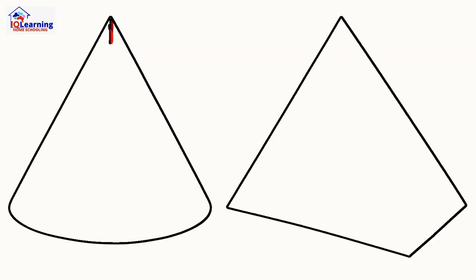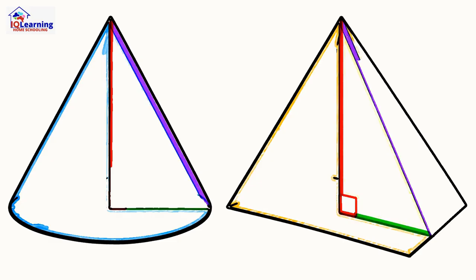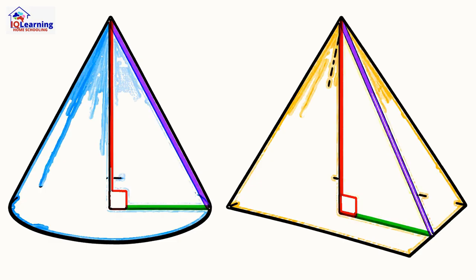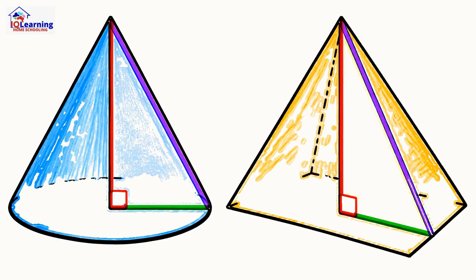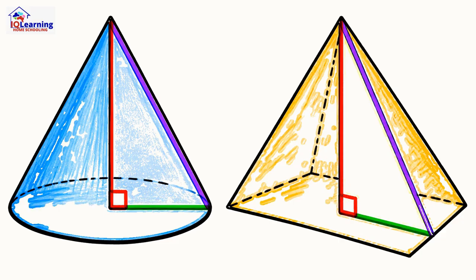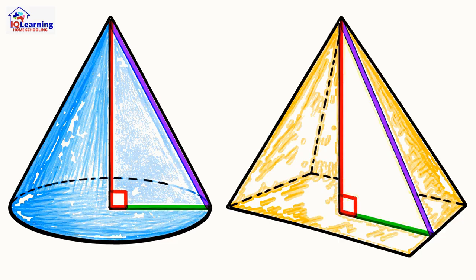And this isn't just for boxes. The same logic hides inside other shapes. In a cone, the radius, vertical height, and slant height form a perfect right-angled triangle. In a pyramid, the vertical height and the slant height do the same. The right triangle is always there if you know where to look.